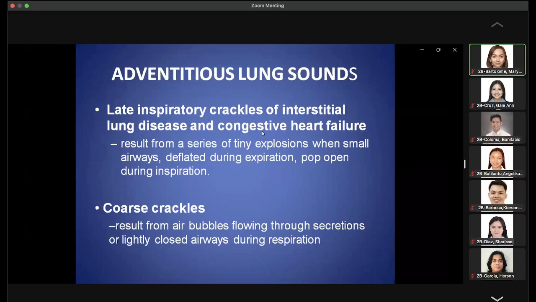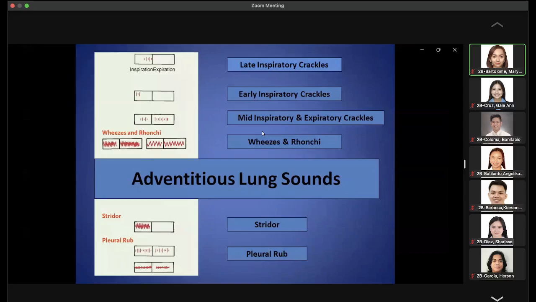So there are different adventitious lung sounds, okay, which may manifest into different diseases. So late inspiratory crackles of ILD and congestive heart failure result from a series of tiny explosions when small airways deflated during expiration pop open during inspiration. Hence the late inspiratory crackles. Whereas coarse crackles result from air bubbles flowing through secretions of slightly closed airways during respiration.